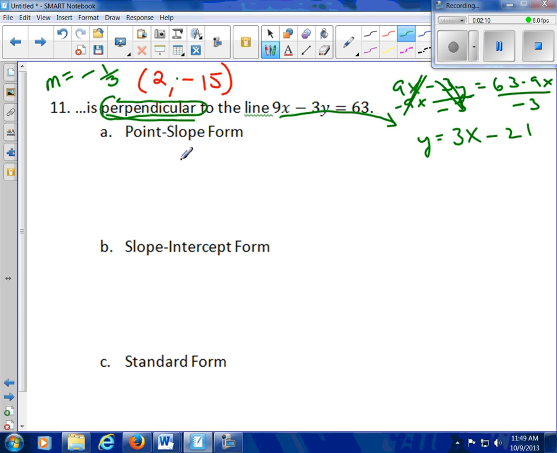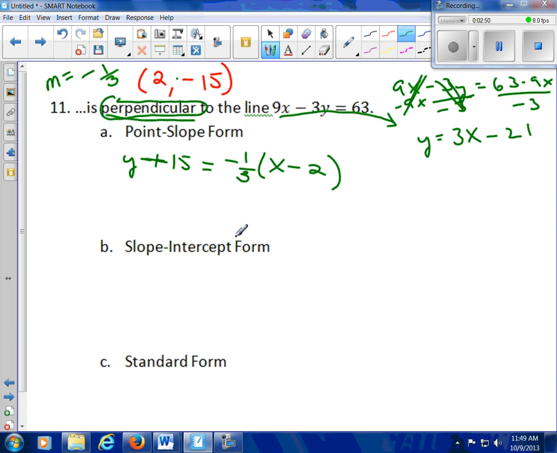So all I have to do is write my equation in point-slope form for the first one. I'm so used to slope-intercept form. Point-slope form is y minus y1. So y minus a negative 15. I know that two minuses make a plus, so y plus 15 equals m, negative 1/3, times x minus x1. So that's my equation in point-slope form that is perpendicular to the 9x minus 3y equals 63.